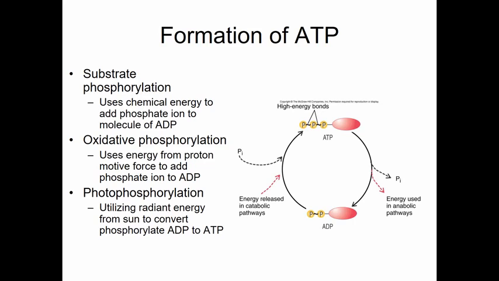So phosphorylation is adding on a phosphate to help generate that ATP so that the ATP can then be broken down to be used in other spots, okay?